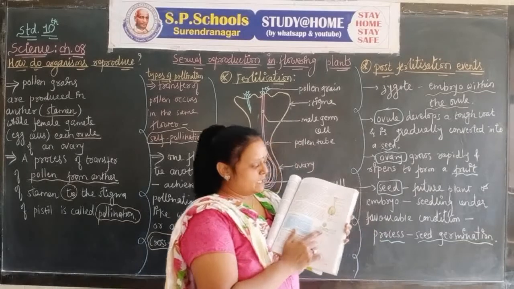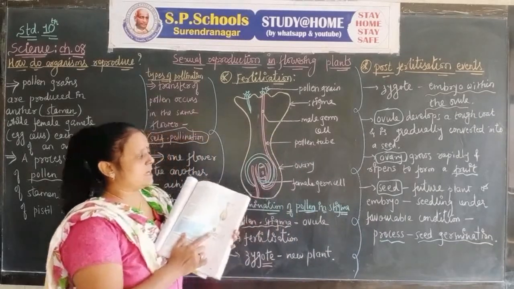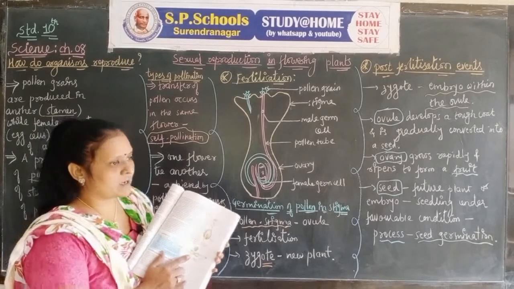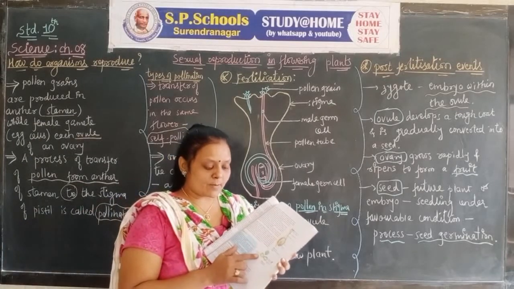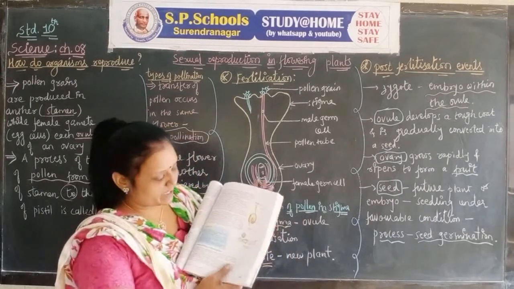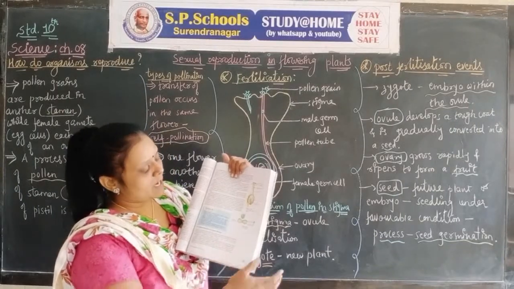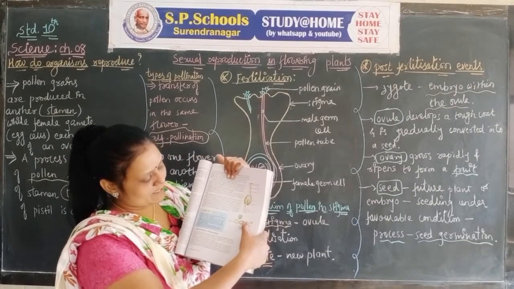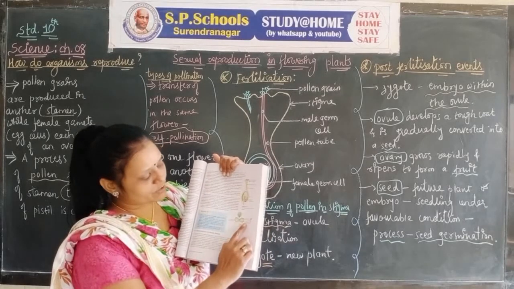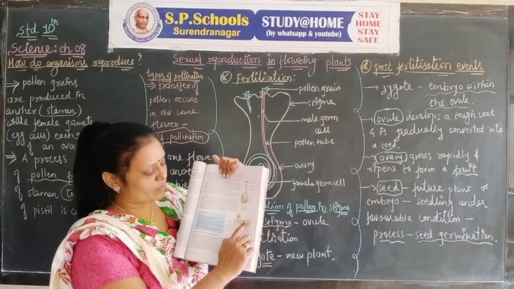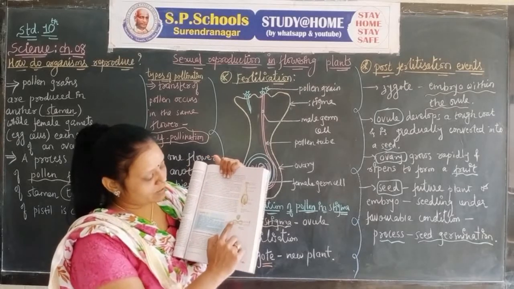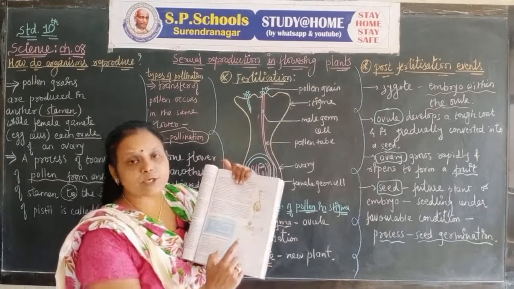You can see the embryo developing into a seedling. It is called development of embryo. Three parts can be seen in the figure. Concentrate on the parts: plumule, which is the future shoot; radicle, which is the future root; and cotyledon, the food storage.